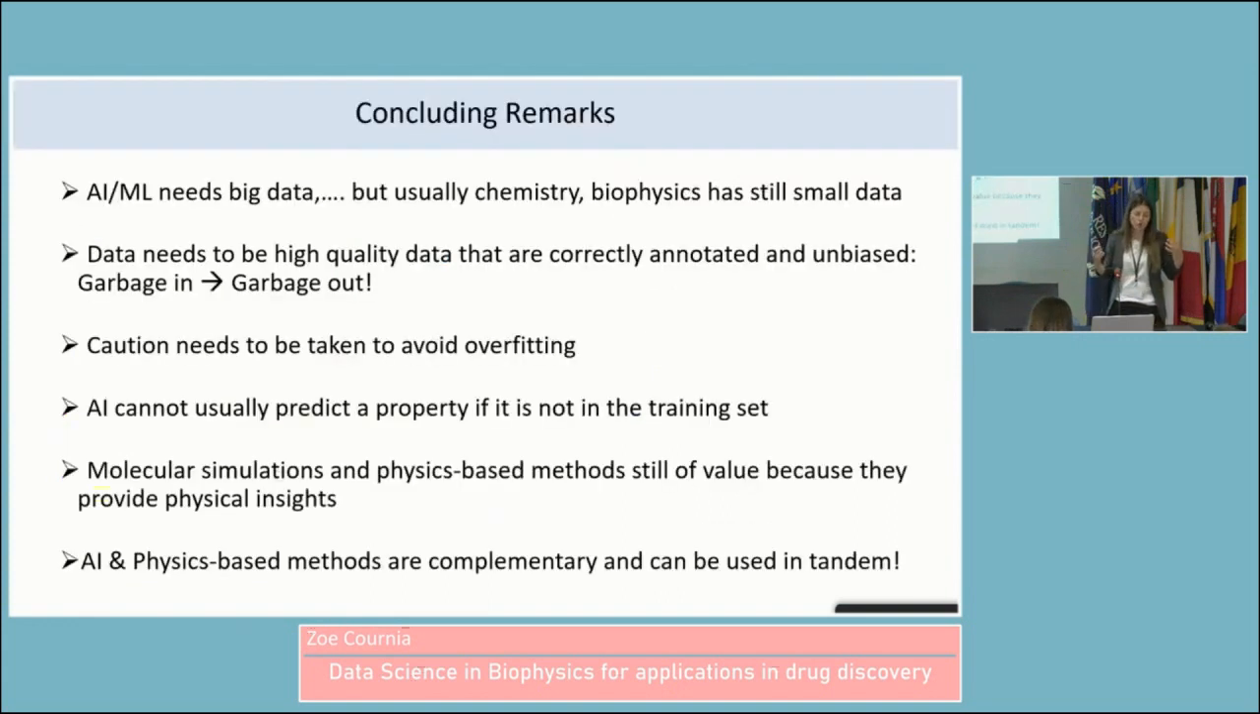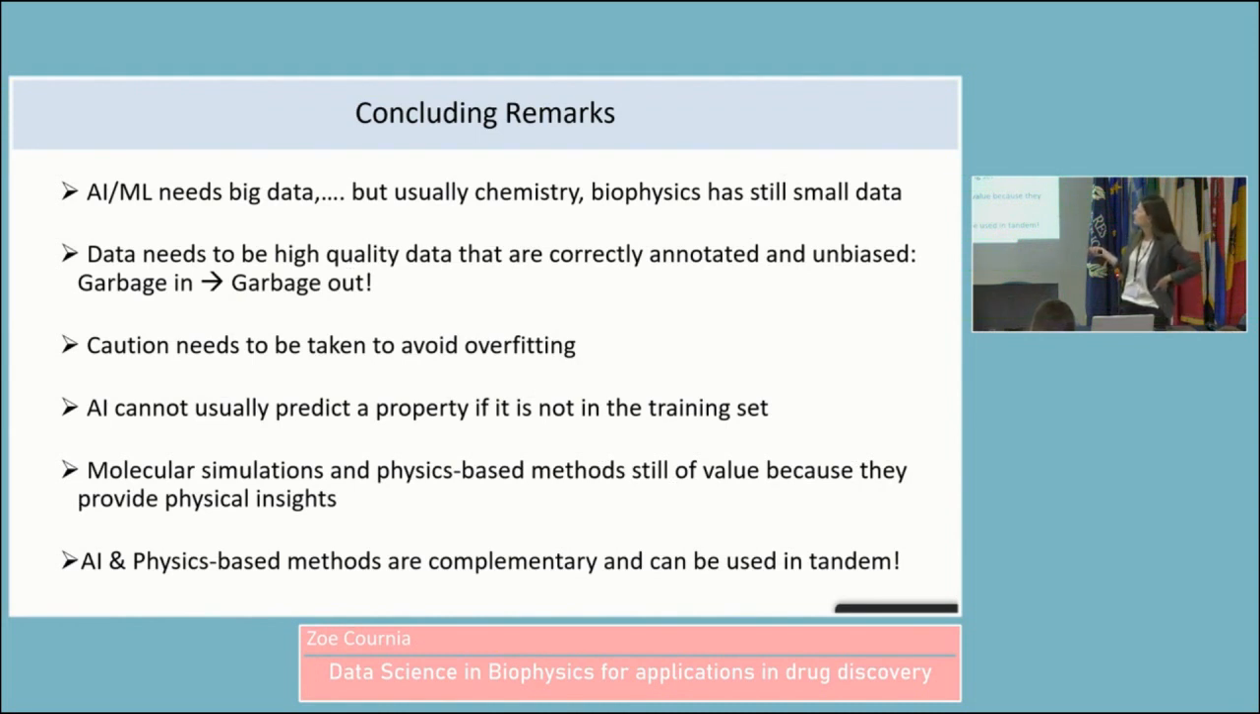So to conclude, this is my final slide. AI and ML needs big data. In this case, for example, with natural language processing, we didn't have data for all protein families. We only had for 9 protein families. And so data needs to be of high quality and correctly annotated and unbiased. Otherwise, you're not going to get any result. You're going to do overfitting for this, for example, 9 protein families.